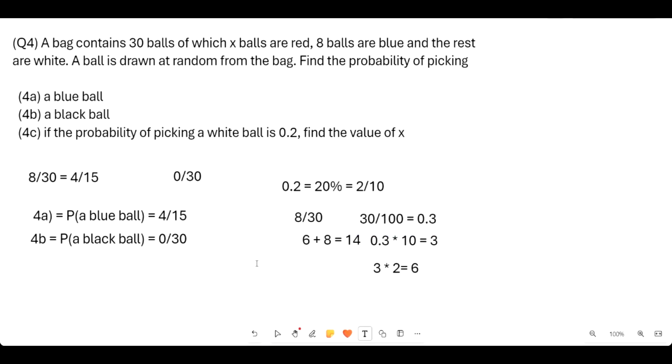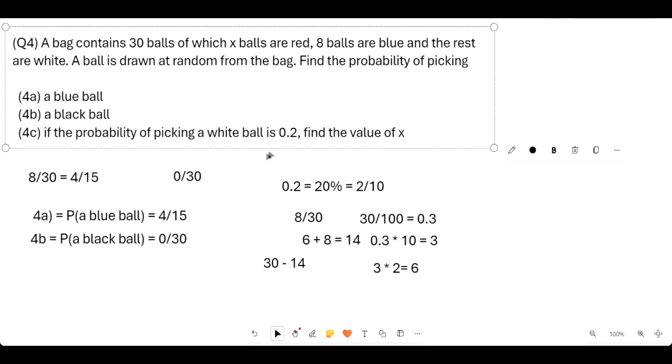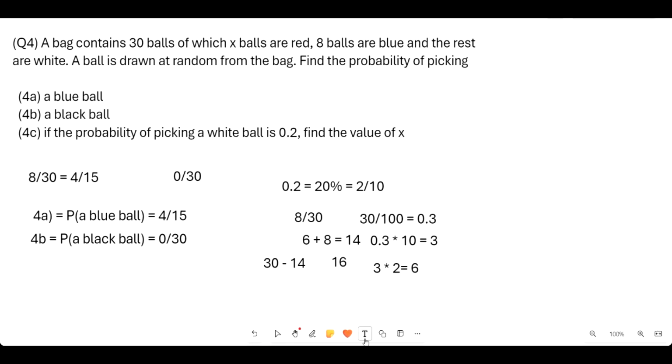And then 30 minus 14, which is 20% plus 8. Because those are the number of white balls and blue balls added together, we will get 16. So we know that X is 16 now. So 16 balls are red.